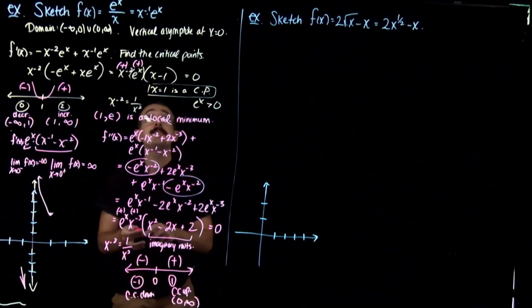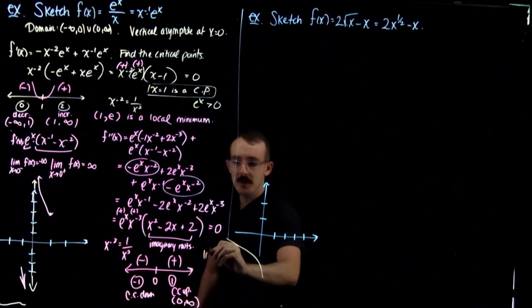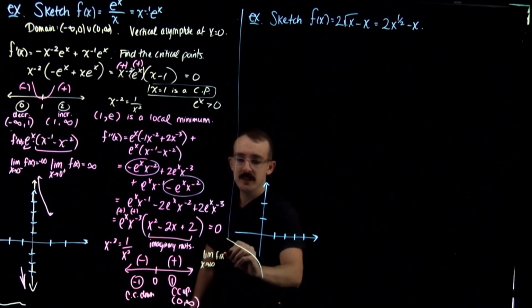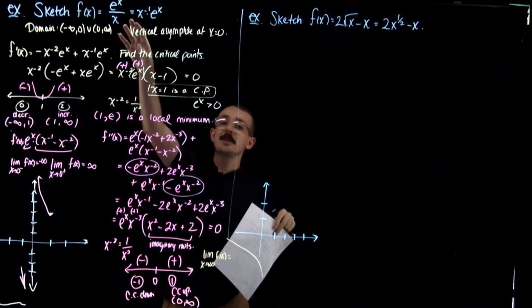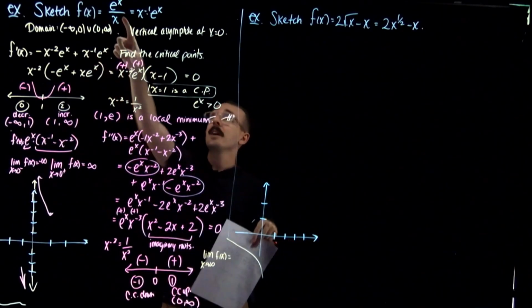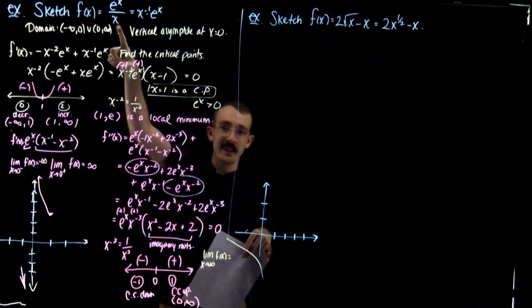So let's do that. So we need to consider 2. This is the limit as x goes to infinity of f of x. So for this, I'm going to ask myself the question, which one of these things grows faster? e to the x grows much faster than x.